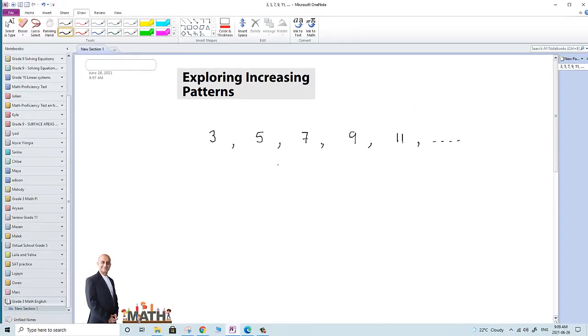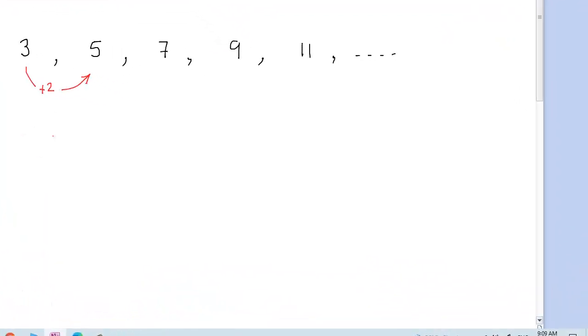If I have the number 3, and after that I add a comma and say the next number is 5, comma, next number 7, comma, next number 9, comma, next number 11, until infinity. I can continue the same way. So if someone asks me, are these numbers related to each other? For sure. Why? Because if I add 2 to 3, the answer is 5.